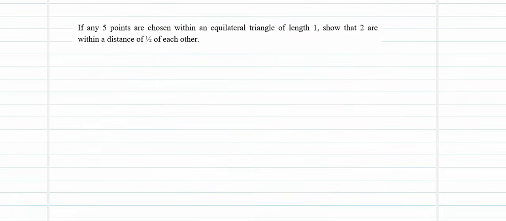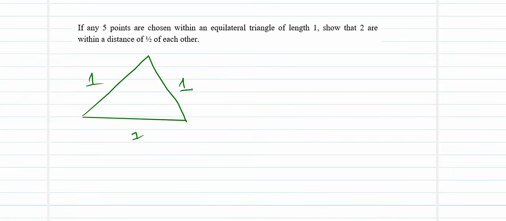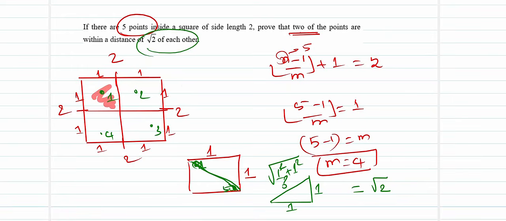We move on with the last one. There are going to be 5 points chosen in an equilateral triangle. So again we have an equilateral triangle. The side is going to be equal to 1 unit, as in our first construction problem, but we have only 5 points. So how many holes do we need to make? If it is 5 points, I need to make 4 holes.